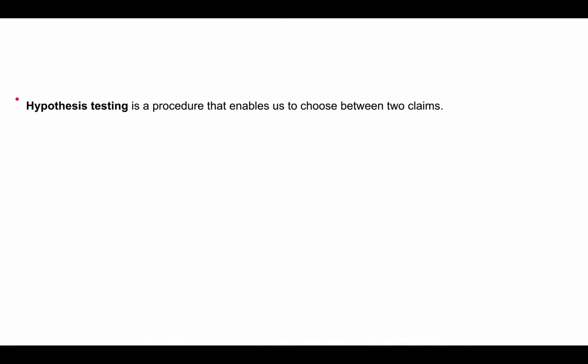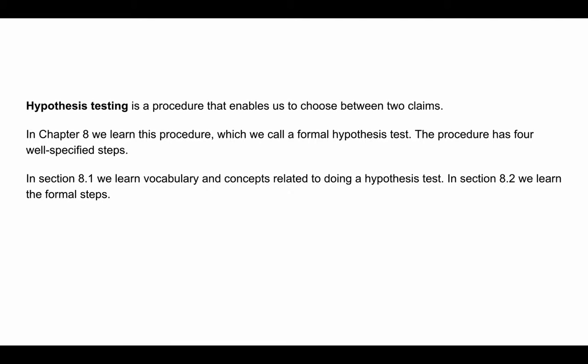Now, our method for picking between two claims is called hypothesis testing, and it's essentially a formal procedure that you can conduct that enables us to choose between two claims like the ones we saw on the previous slide. So in Chapter 8, we'll talk about how to do this formal procedure. In particular, it's a step-by-step process and has four steps. And in 8.1, we don't look at the steps. We just learn vocabulary and concepts that will help us conduct these steps. And then in section 8.2, we actually go through the formal steps and learn how to conduct a hypothesis test to choose between two claims.